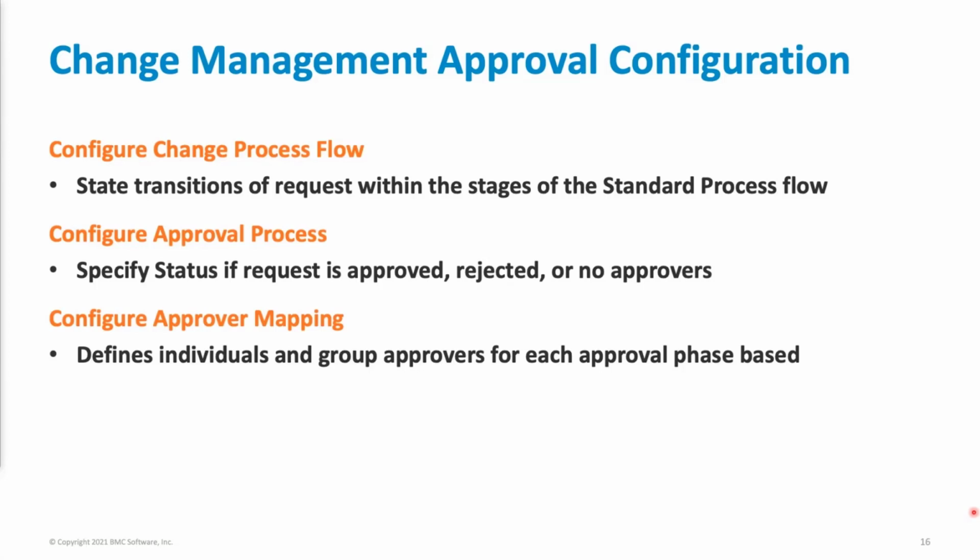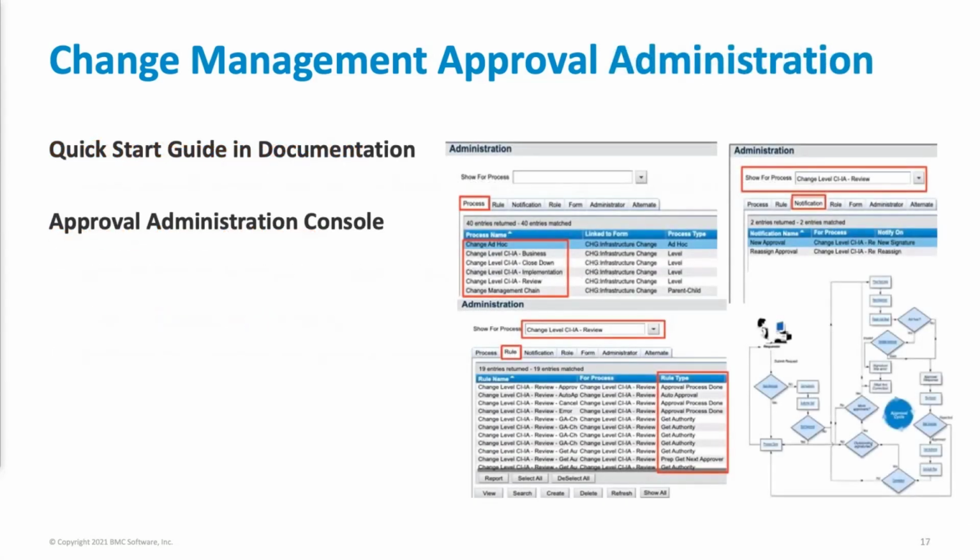Third step is configure approval mapping. The approval mapping defines the individual and group approvers for each approval phase based on the Change Management Approval Administration Console. This console is available via quick links in the mid-tier application. For detailed information, one can check the change management documentation in the configuration after installation section. The Approval Administrator uses this screen to review existing or create new approval processes, rules, notifications, etc. We will see more details in the coming demo.